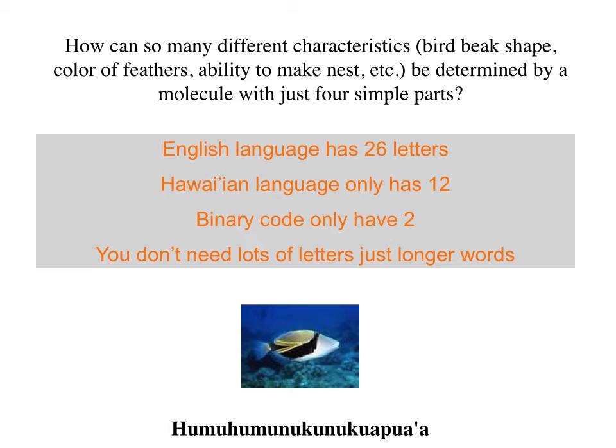We can see a similar thing going on with languages. In English, we have 26 different letters. The Hawaiian language only has 12. In binary code, we only have 2, but we can account for all of those different combinations. How do we account for it? If we compare the Hawaiian language and the English language, there, that is the state fish of Hawaii. And as you can see, all you do is make the names longer, right? So just in a general sense, that's how it's done.